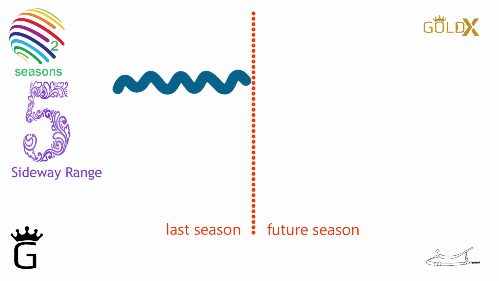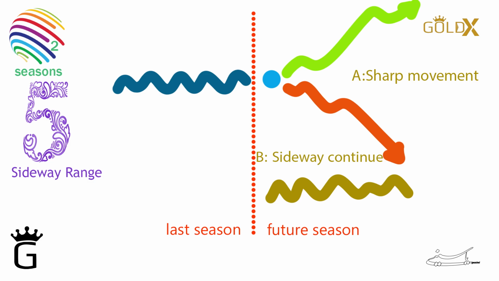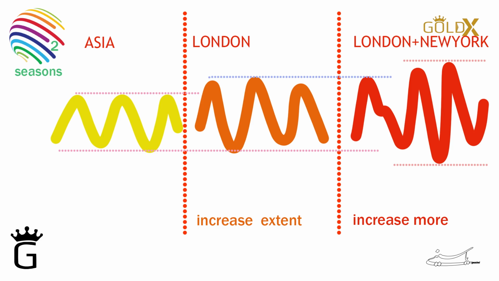5. Sideways. In sideways, we expect two modes. First, sharp movements up or down, and the second stage, the continuation of range. In Asia to London ranges, due to the stronger amount of capital in that season, we expect an increase in the range in London, and in the case of London to New York, we expect an increase in the range and even fake breakouts and shadows.